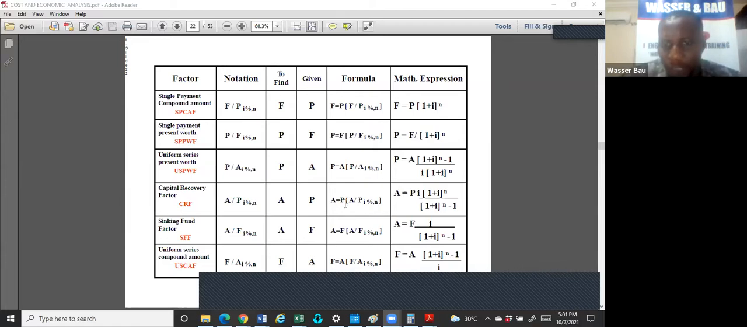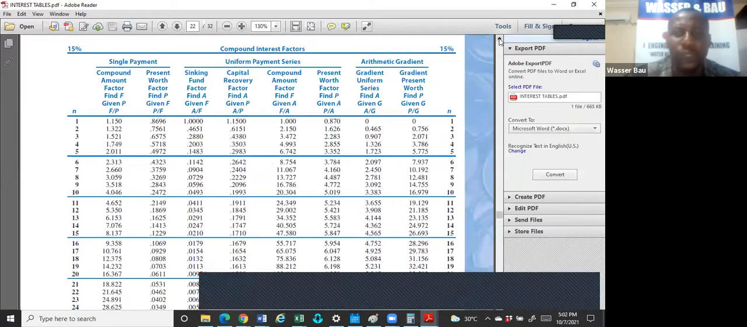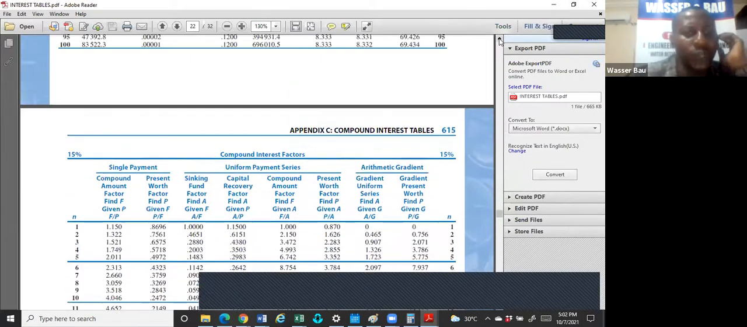So this is the formula I'm using now. Here, we're looking for A given P. When we go to the interest table, we will look for A given P at a particular I and a particular N. So the first thing you do is go to your interest table and use the appropriate one. And what is the appropriate interest table to use? The interest table showing 12%.